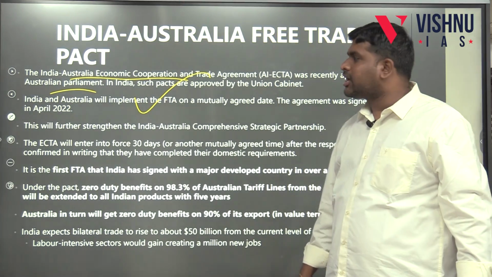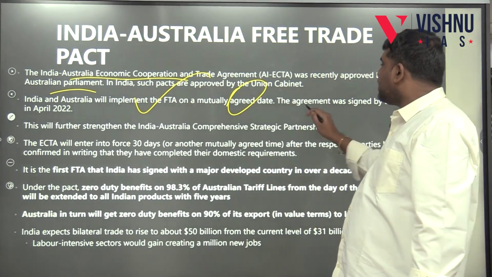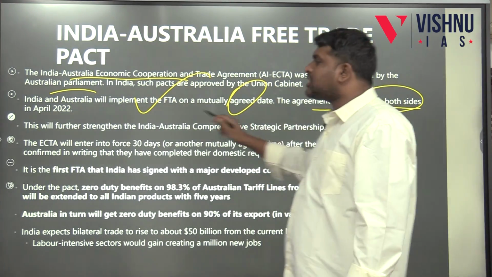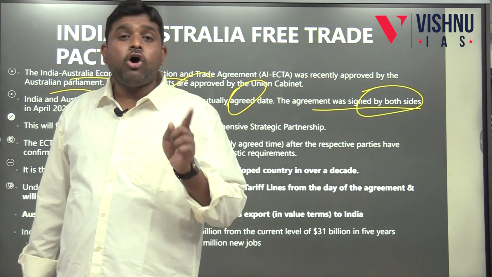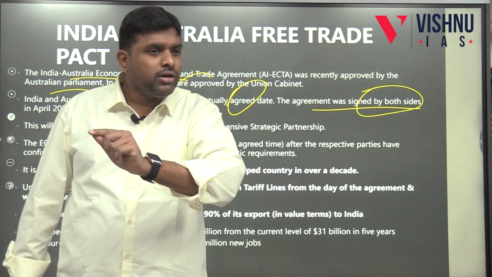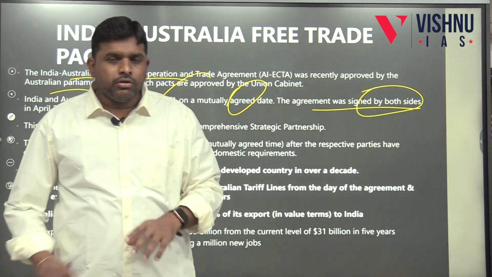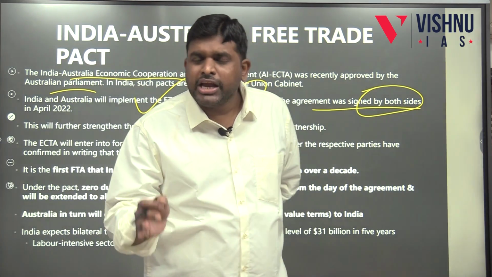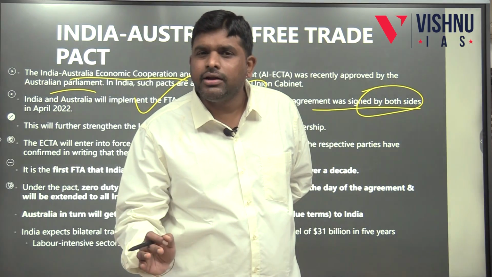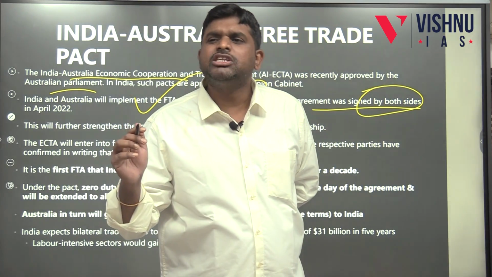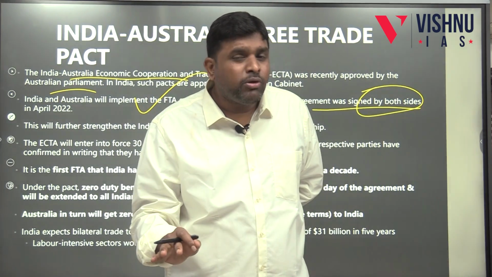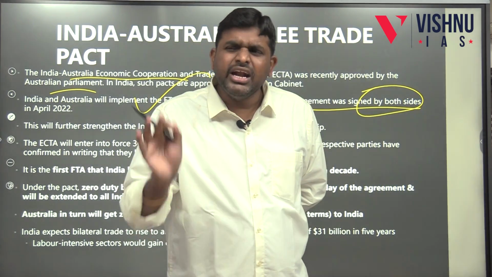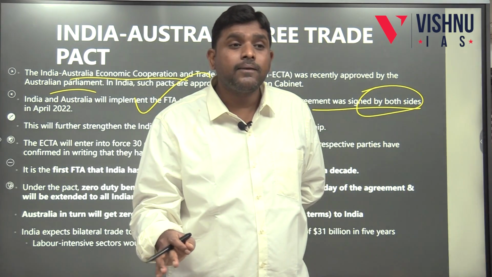India-Australia will implement the Free Trade Agreement on a mutually agreed date. The agreement was signed by both sides in April 2022 and came into action this week. Why? Because the Australian Parliament had approved the Free Trade Agreement. Two things you have to understand. In India, to agree to any trade agreement, if the Union Cabinet gives its approval, it is sufficient. But in Australia, to get approval for any trade agreement, it should be passed by the Parliament.